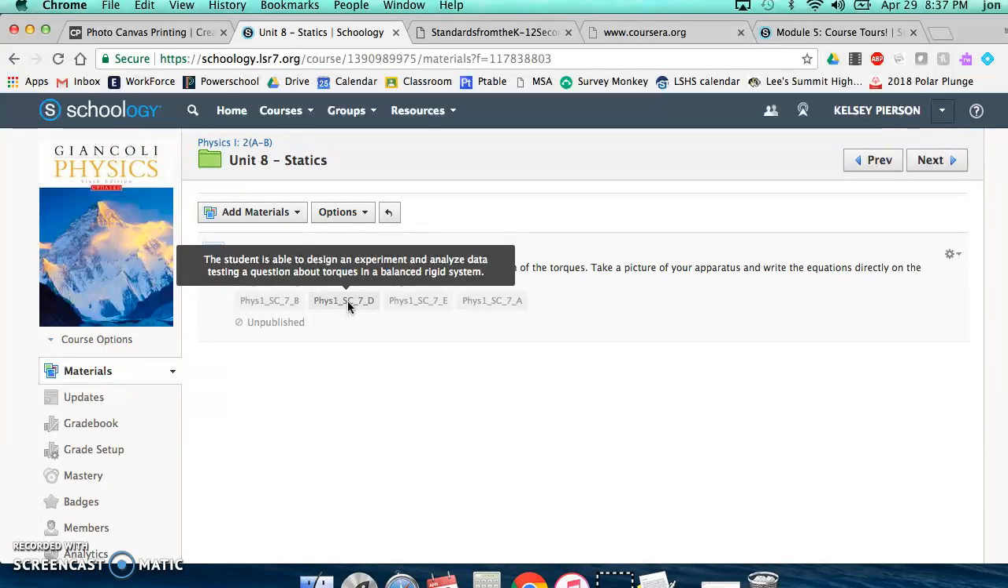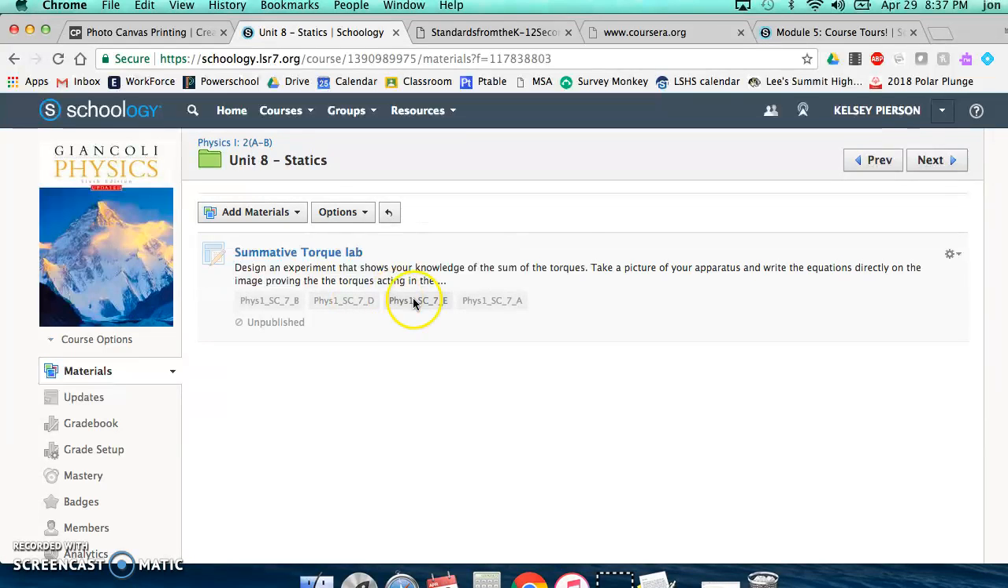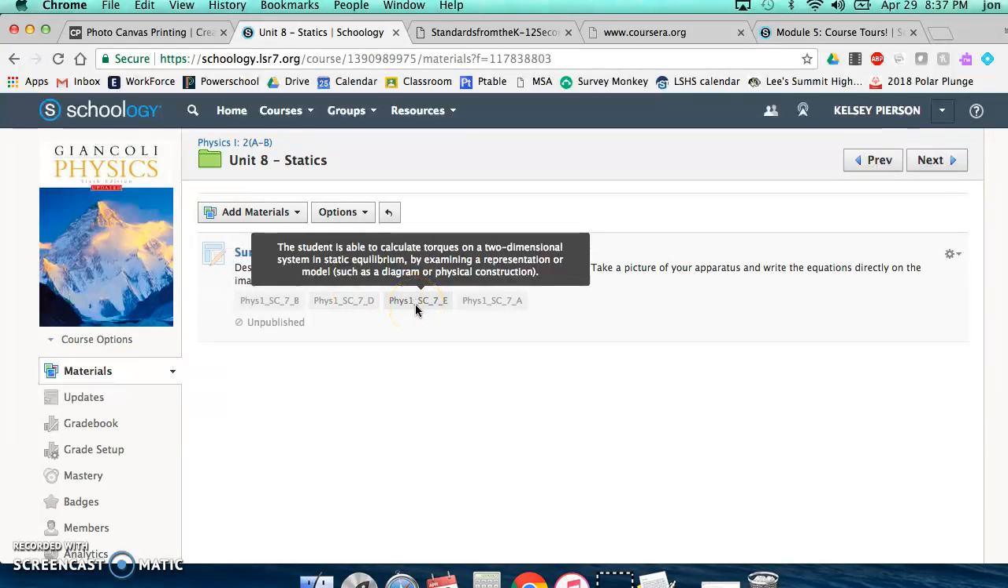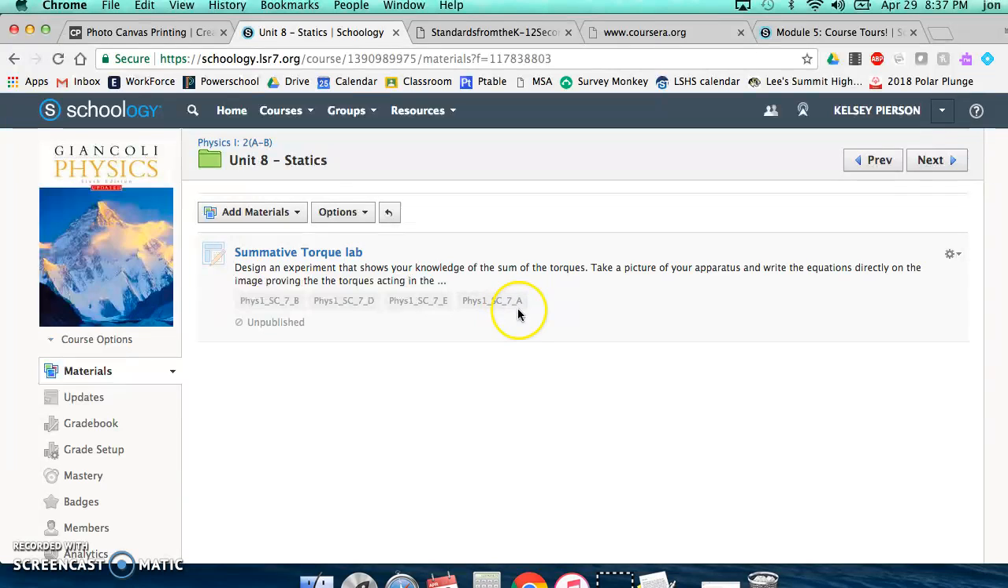You can design an experiment because this is all the instructions really that they're getting, other than a little bit more generic in how I want it turned in. I'm not really telling them how to go about it. And then can you calculate those torques?